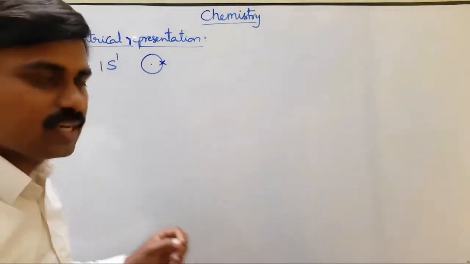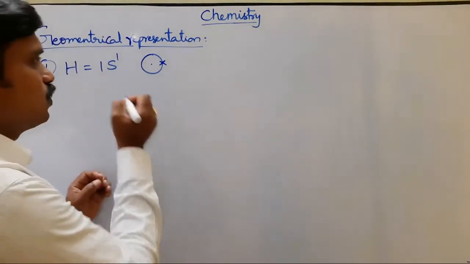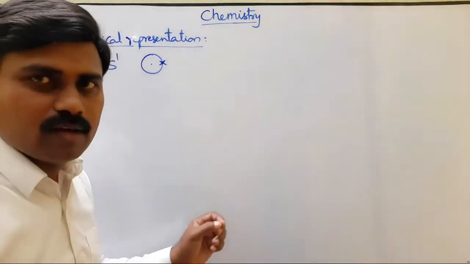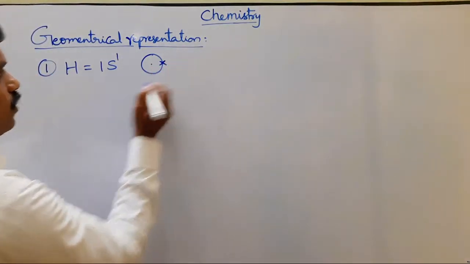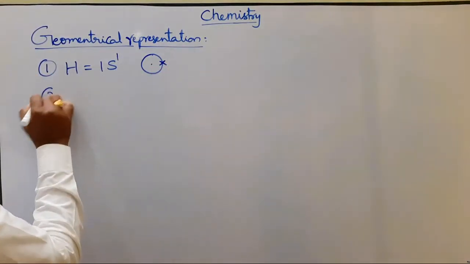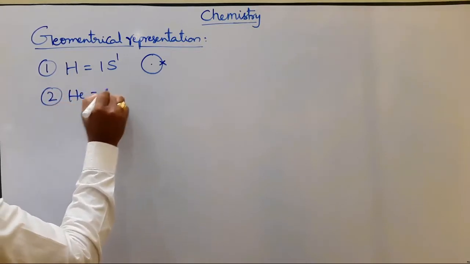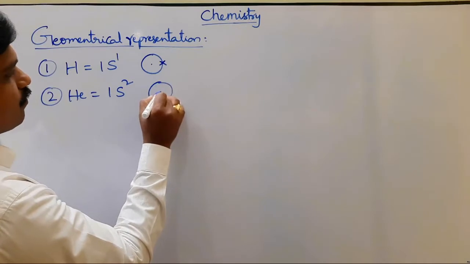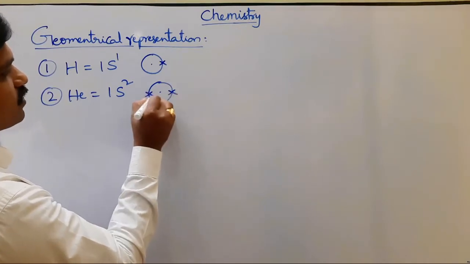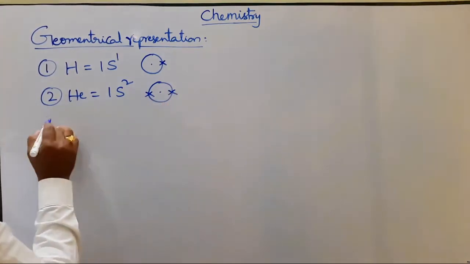First element is hydrogen. Its electronic configuration is 1s1. So one electron should be represented with the help of Lewis dot structure like a cross. So 1s1. Second element is helium. Its electronic configuration is 1s2. It should be represented with the help of 2 electrons in first shell only.